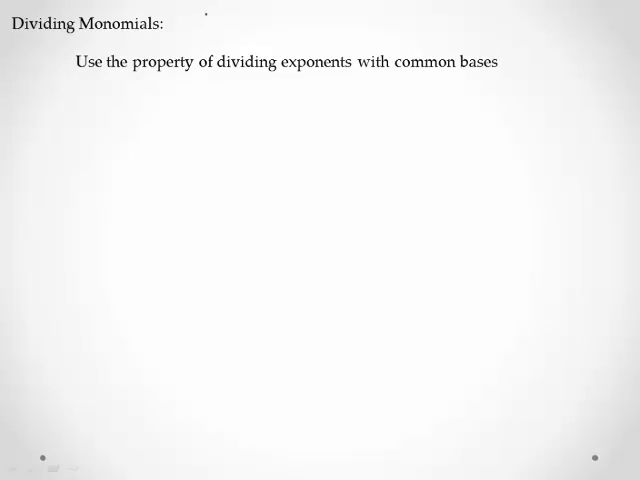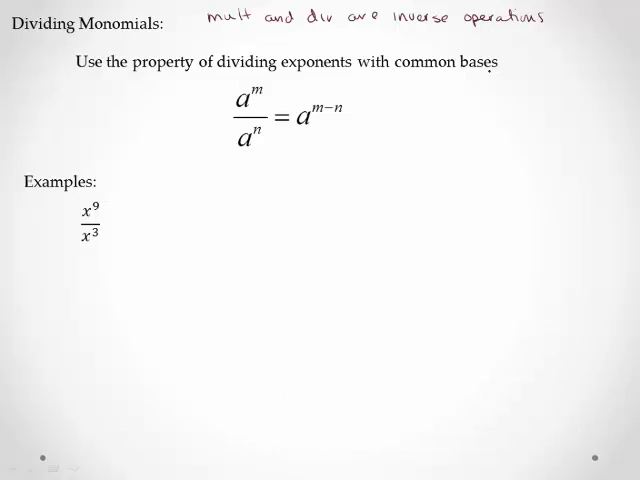Now remember, multiplication and division are inverse operations. That means they're the opposite of each other. So from there you might be able to hypothesize if when you multiply exponents with common bases, you add the exponents, what you would do when you divide. We subtract the exponents. So here I have two examples, and I'm going to again show how this works.